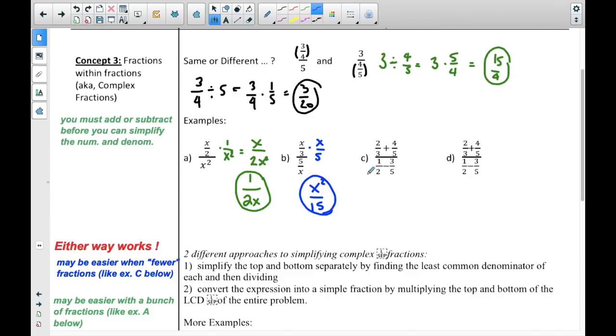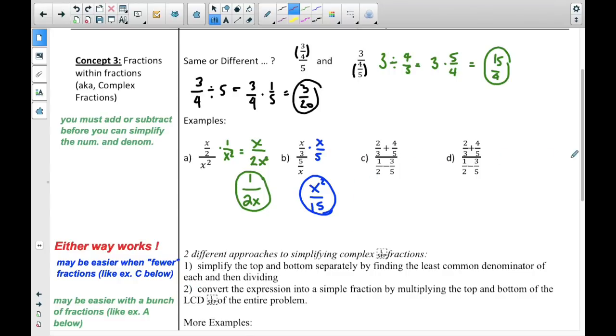Secondly, if you look at the first example I have, compare example C to example D, you might notice they are the exact same problem. And the reason I did that is I want to show you two different ways to go about simplifying these fractions. The two ways are actually listed out down here. I'm going to just go through it.